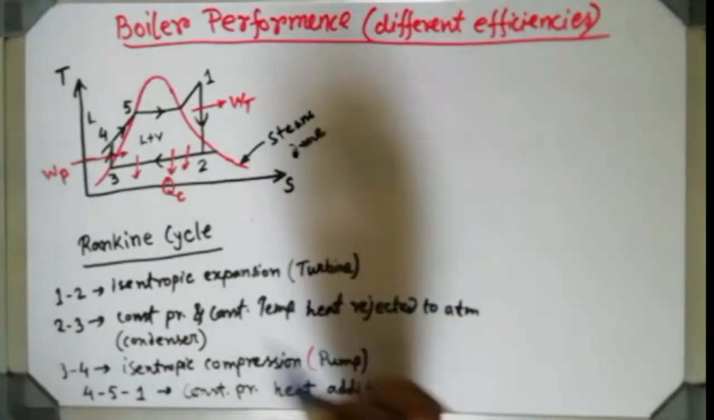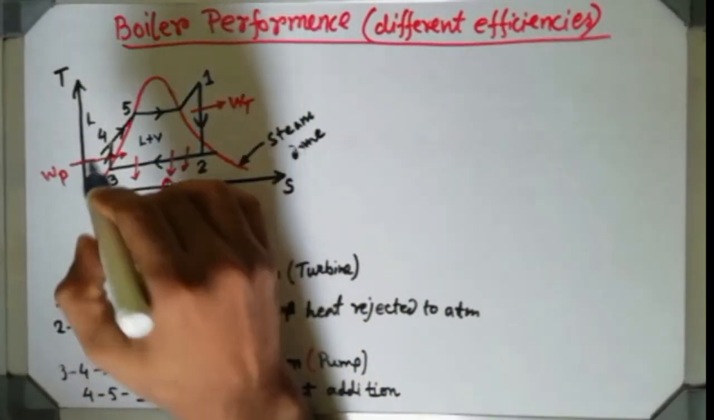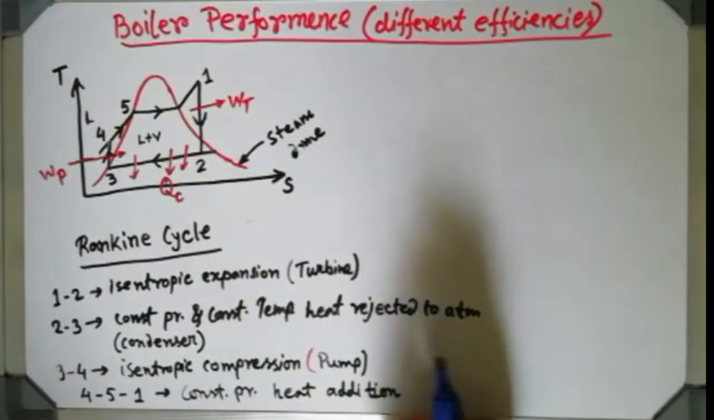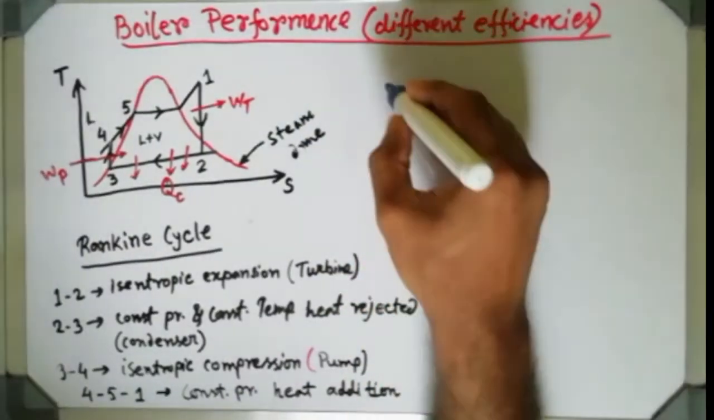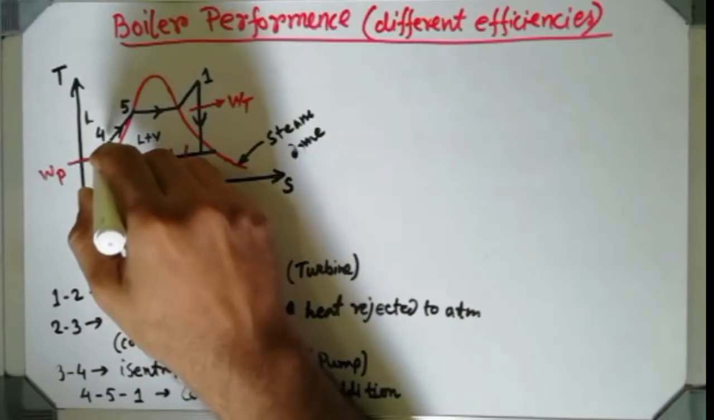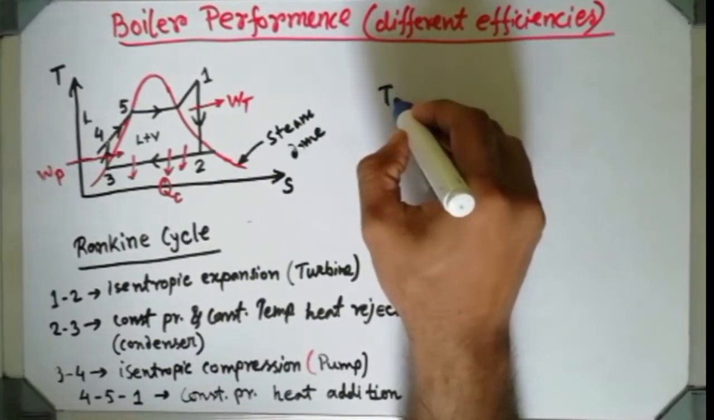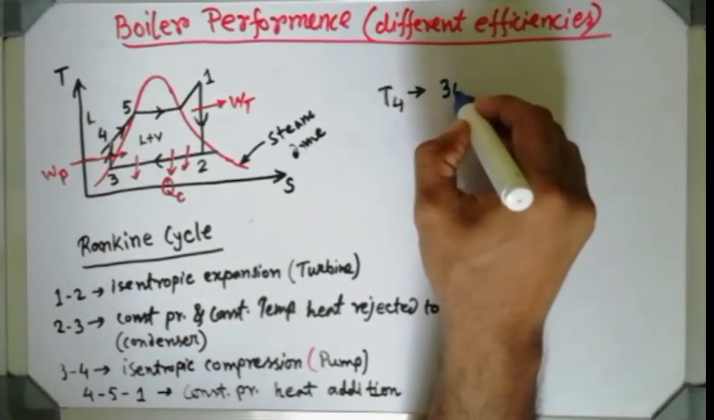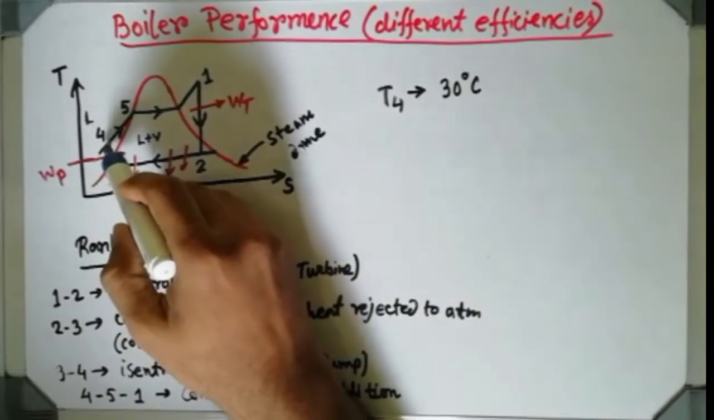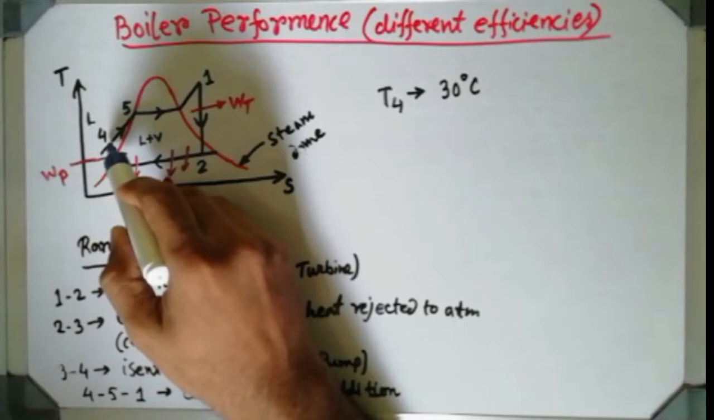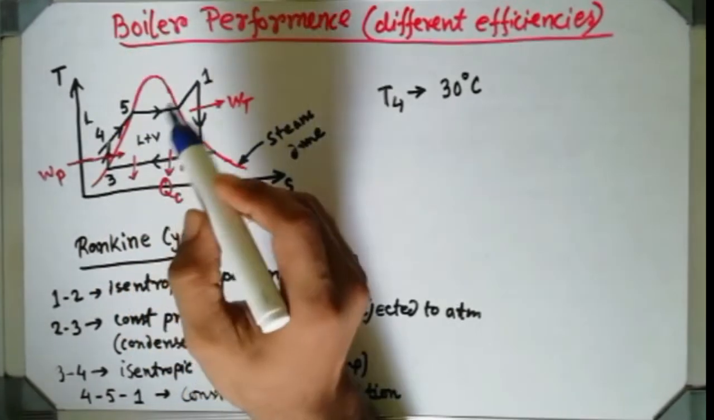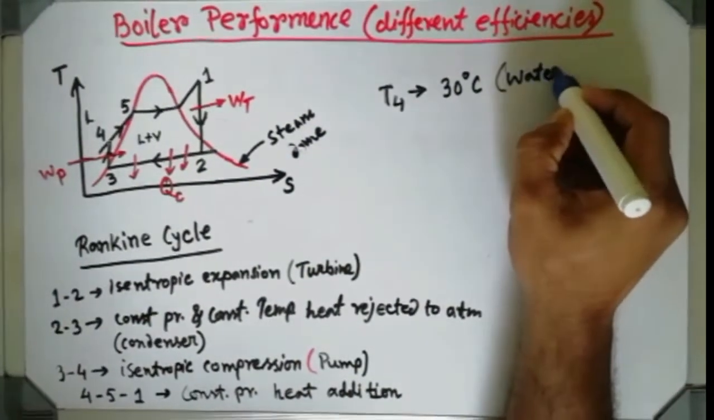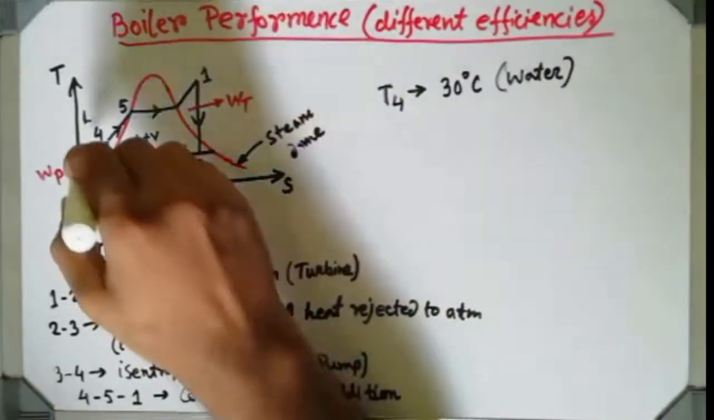Okay, so where is this process actually occurring? I can say that 4 to 5, if you are aware of the phase change process of water, what actually happens? Suppose at point 4, I am giving you an example, the temperature of water I am considering as 30 degrees centigrade. That means at point 4, the outlet of the pump, the discharge of the pump, the water temperature is 30 degrees centigrade.